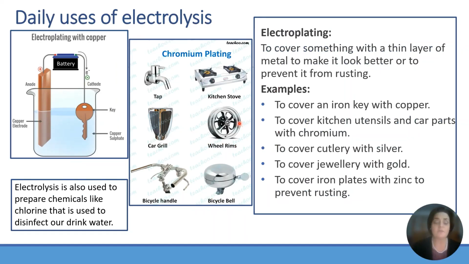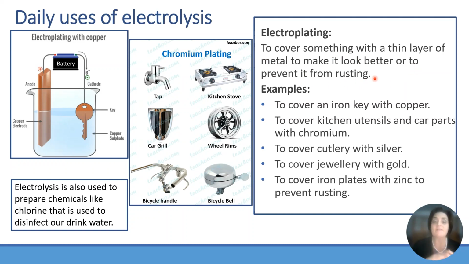So why is it important for us to know about electrolysis? Electrolysis is used in everyday life for basically two reasons. The first one is what we call electroplating. Now you remember the carbon rod was covered with a layer of copper. Now instead of the carbon rod, you can put anything else there, like an iron key or any ornament or anything that you want to cover with copper. And that is to cover something with a thin layer of metal to make it look better, so make it look nice or more appealing, or to prevent it from rusting. That is what electroplating is.